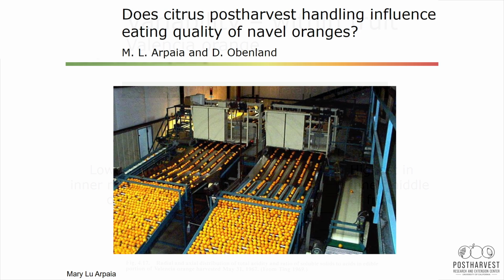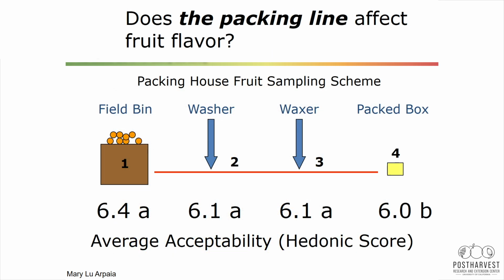Okay. So this is an example of a study that Marilu did some years ago with David Obenland at the USDA, and they were asking the question, does packing line operations and storage influence the eating quality of navel oranges? Okay. So they had different samples. One sample that they took straight out of the field bin, then one sample after washing, one sample after waxing, and one sample in the packed box.